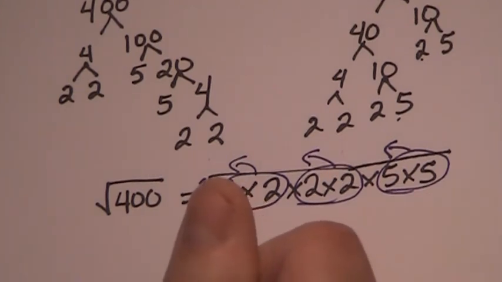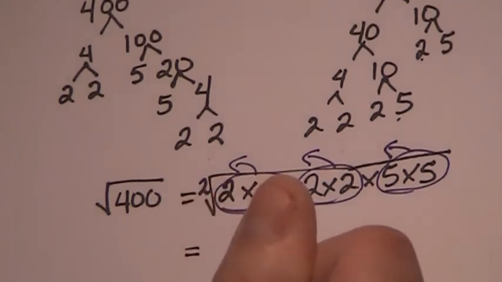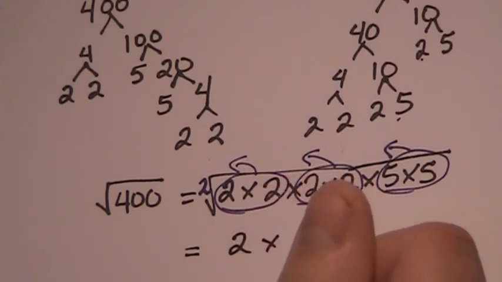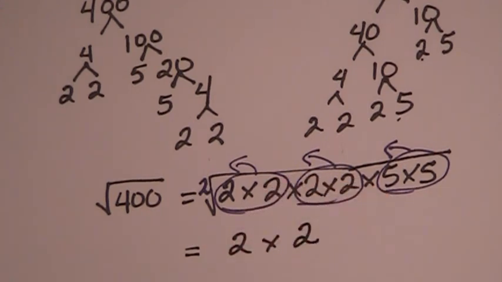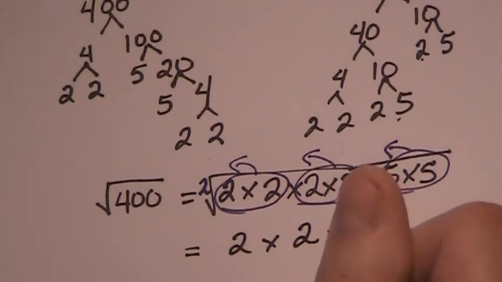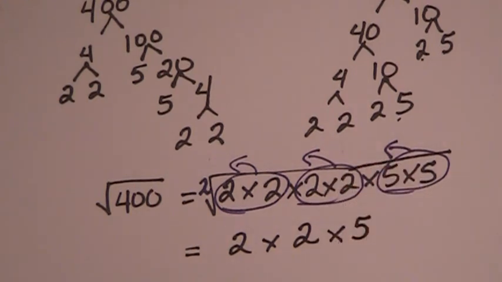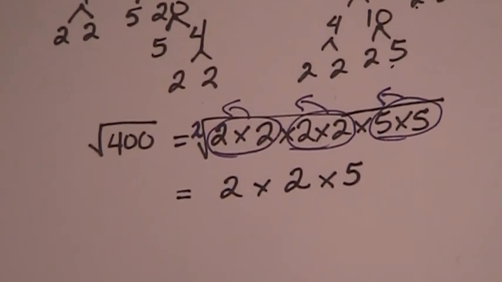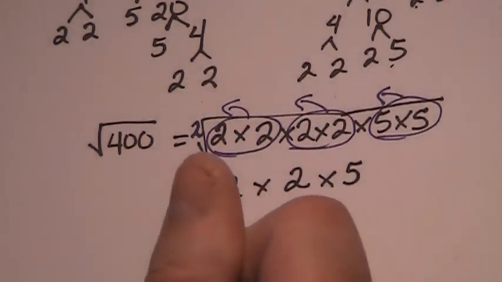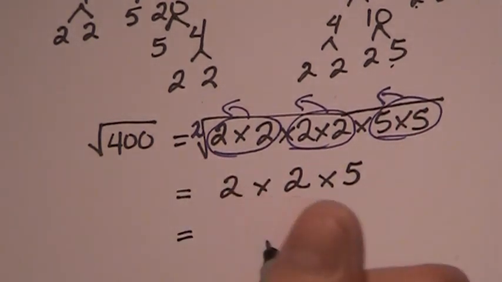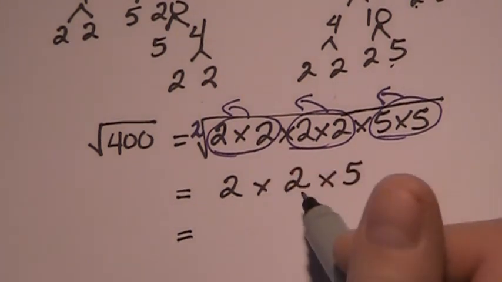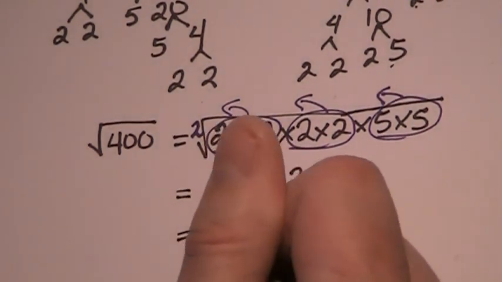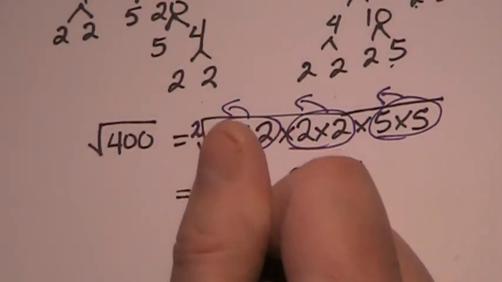So as they come out, the first circled group becomes 1, 2. The second circled group of 2s becomes another 2. And then we have the circled groups of 5 that as it moves out becomes 1, 5. Because there is nothing left under our radical sign, we are not going to write a radical sign. Okay, so then at this stage, multiplying those numbers together, we get 2 times 2 is 4, times 5 is 20, and there is our final answer.